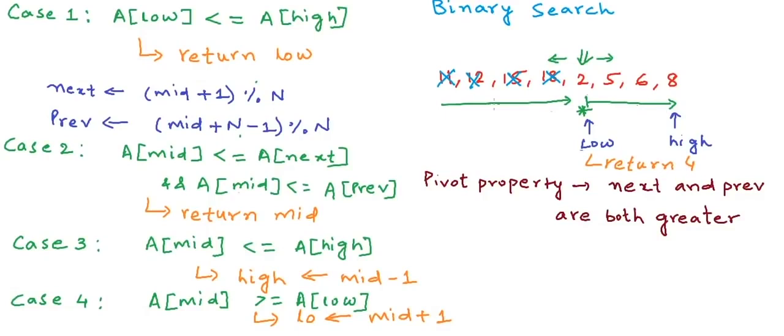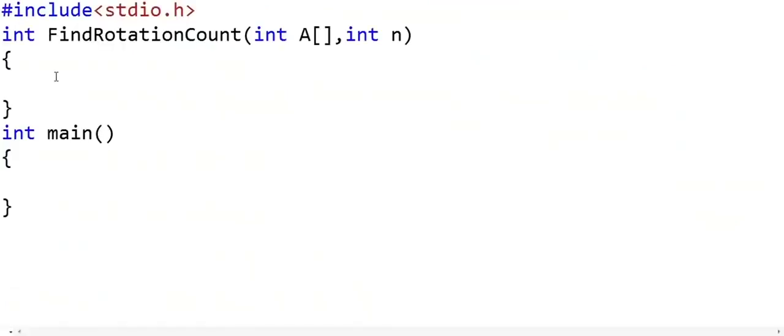A couple of things about this algorithm. This algorithm will work only if there are no duplicates in the array, and that was our initial condition also in the problem. If there are duplicates, this reduction of search space into half is not possible. And let us now write code for this algorithm and see whether it works or not. So I will write a method find rotation count that will give me how many times a circularly sorted array A is rotated, n is the number of elements in the array.